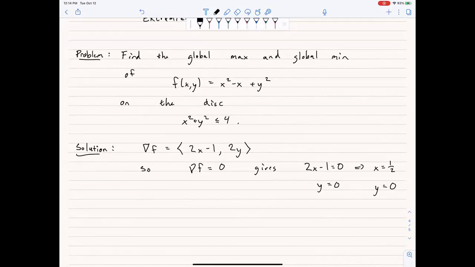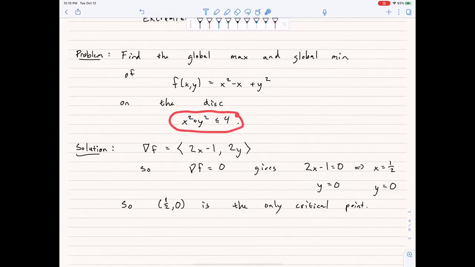So the only critical point is (1/2, 0). It's the only critical point. And it's important in actual problems to make sure that your point is indeed in your domain. Right, this is the domain we're considering. This is where we're trying to extremize. And indeed, this does satisfy that inequality, so we're okay here.